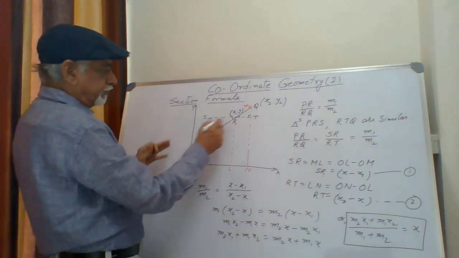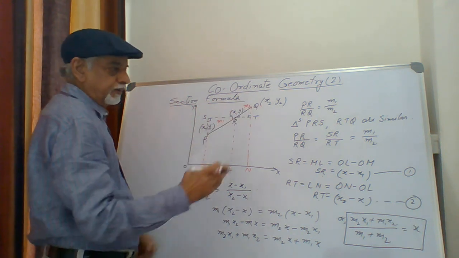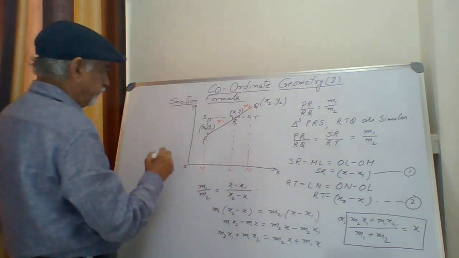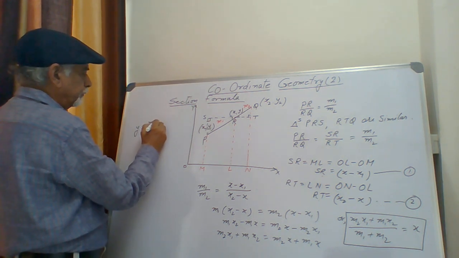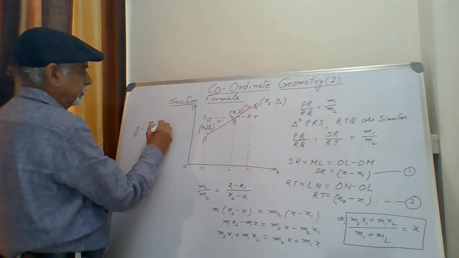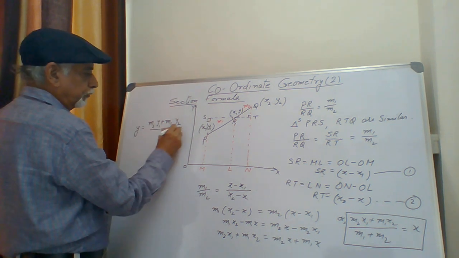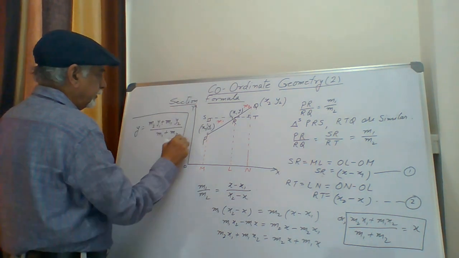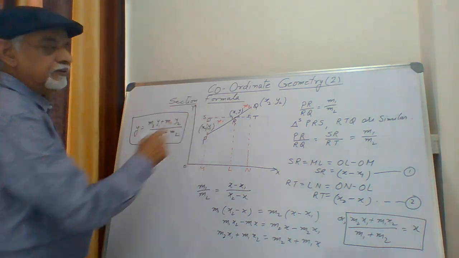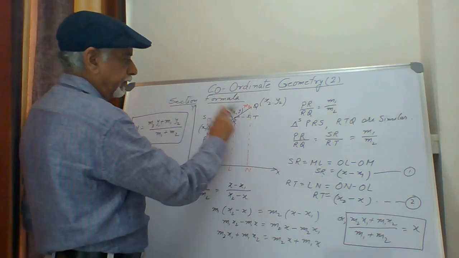Similarly, when I draw the perpendiculars on the y axis from P, R and Q, I get the y values, and that value will be y is equal to M2 y1 plus M1 y2 over M1 plus M2. This is the y coordinate for the point R. So the x value and y value for point R are given.